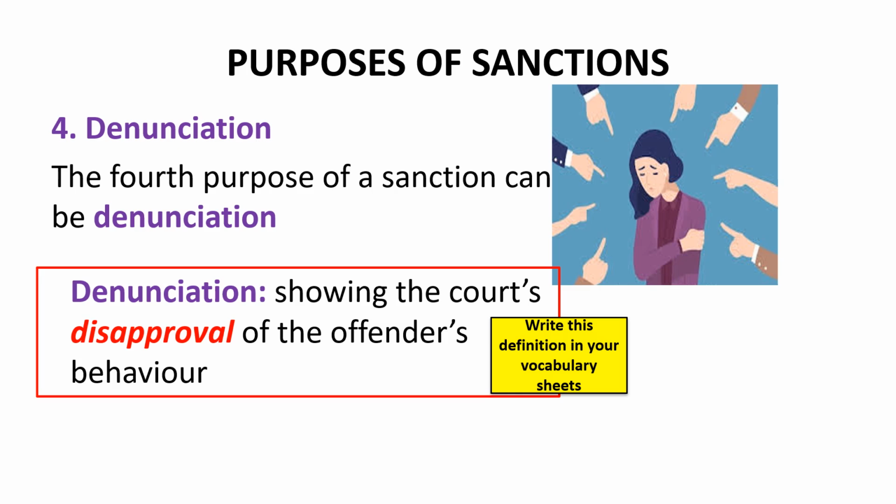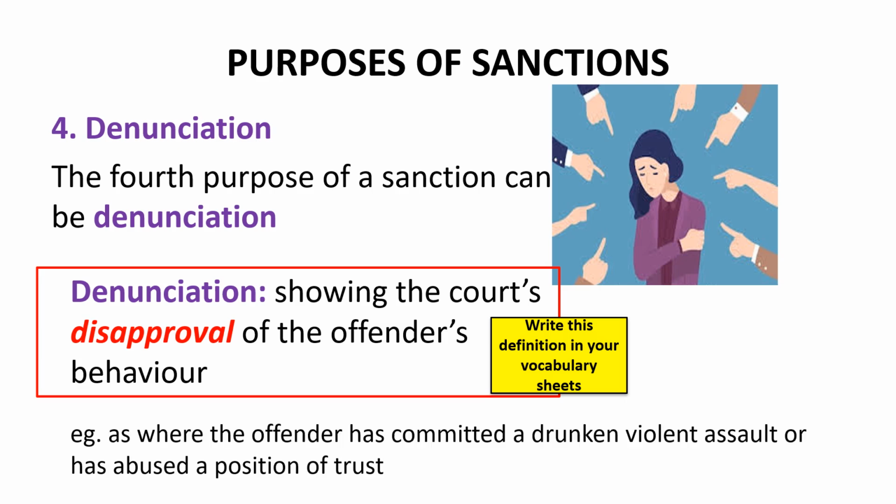The way that a court denunciates an offender's behaviour is by imposing on the offender a sentence that is at or close to the maximum sentence that can be imposed on the offender for the offence that the offender has committed. The court might want to achieve the purpose of denunciation where, for example, the offender is guilty of committing a drunken violent assault. In that case, the court may wish to show its disapproval of people who cause serious injury to others while they're under the influence of alcohol by imposing a very severe sentence on the offender.